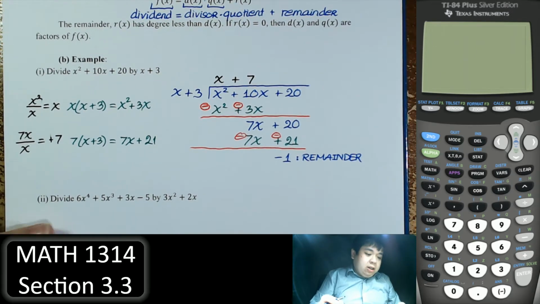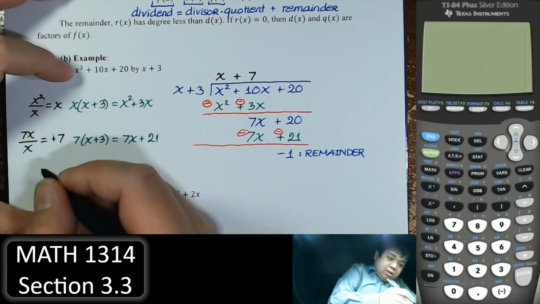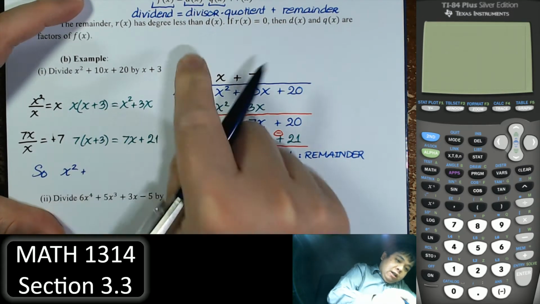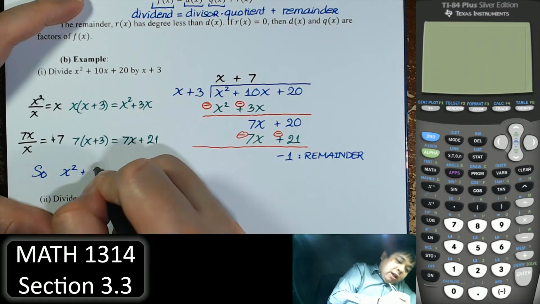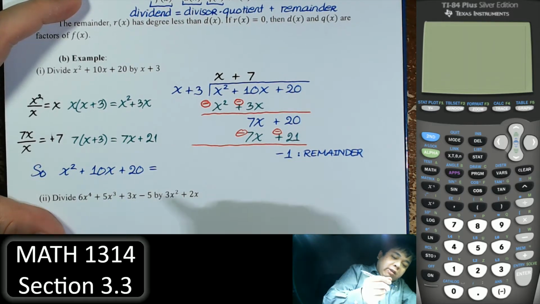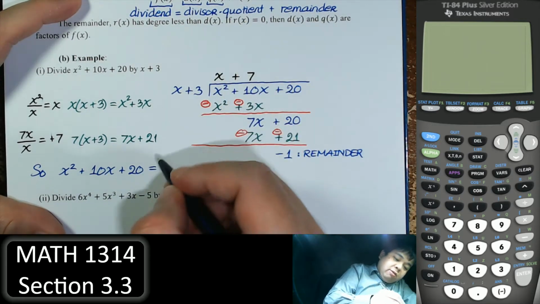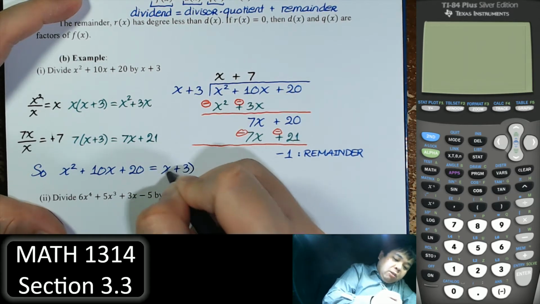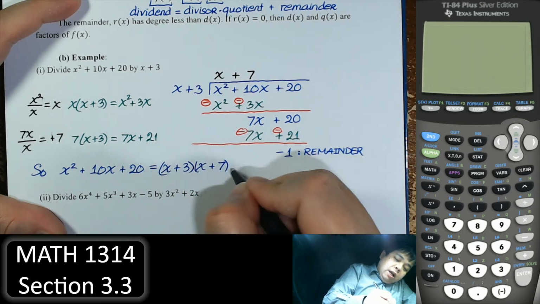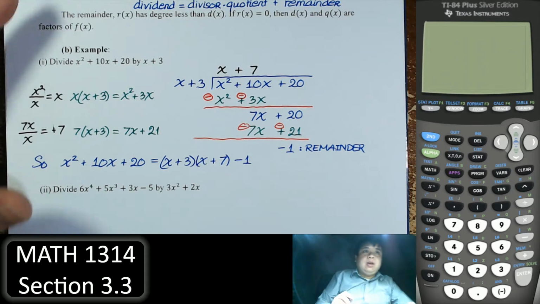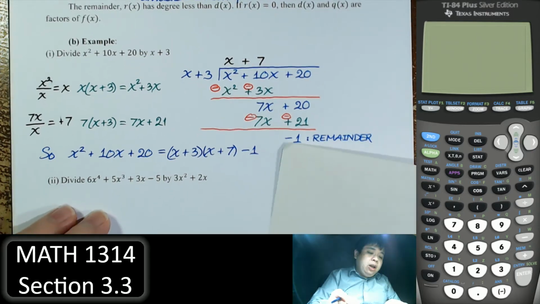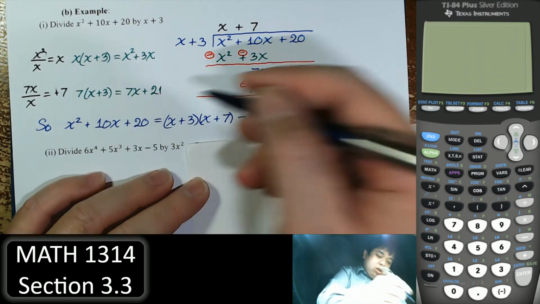If we want to confirm it, we need to write the answer in this form: x squared plus 10x plus 20, that is the dividend, equals the divisor x plus 3 times the quotient, and then minus 1. Right. Dividend equals divisor times quotient plus remainder. If we want to confirm that, we just multiply it out.